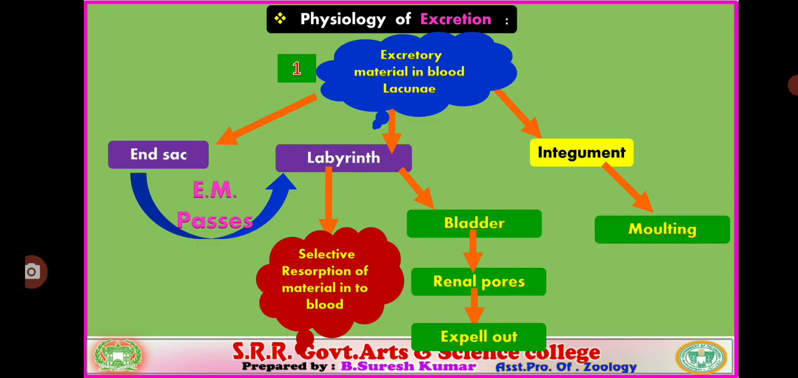Alright, right? So excretory material from the blood lacunae is absorbed into the end sac, labyrinth, and integument. From the end sac, it is transported to the labyrinth. In the labyrinth, it is processed by selective resorption, and useful material is taken up again into the blood. The pure excretory material is transported into the bladder, from the bladder to the ureter, and from the ureter to the renal pore to be expelled out. In the same manner, whatever excretory material is deposited in the integument is shed off during the molting process. Okay, clear? Right.